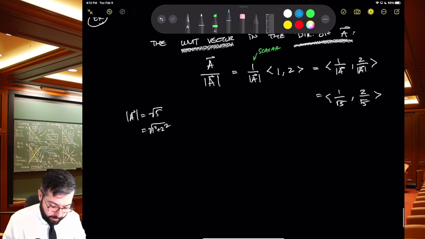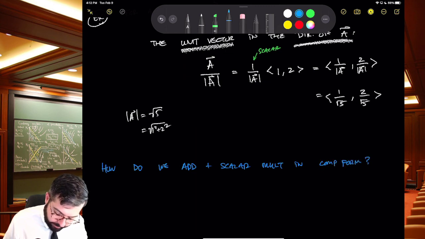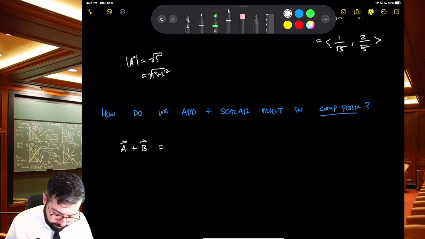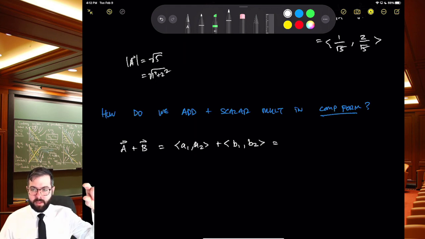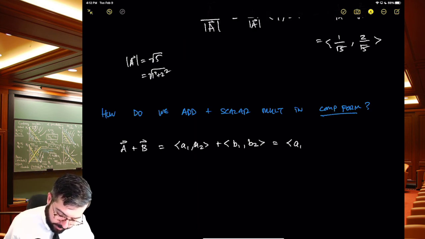All right, so how do we add and scalar multiply in component form? And I'm going to add the standard basis form to this as well in a moment. Well, if we add tip to tail on vectors, that means we're adding how far over in the x direction, how far up in the y direction. So it becomes we add their components.